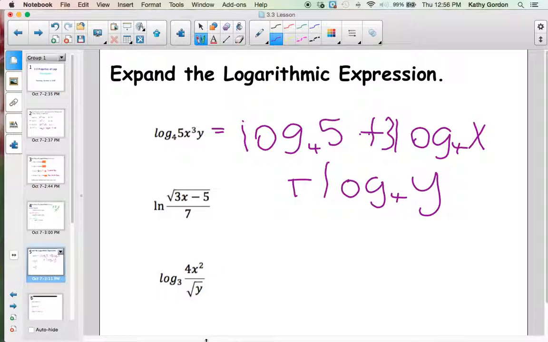Hopefully, you'll get into enough of a groove with this that you can pretty much do it in one shot. But if it takes you a few problems to get back in the groove, by all means, chunk it up and do it in a couple of steps so that you're not missing anything and ending up with an incorrect answer. Okay? All right, next one, our natural log one here.